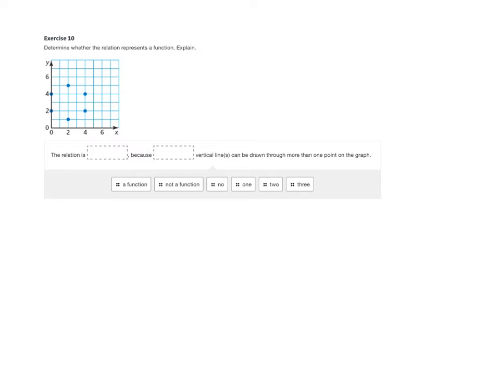On 10, we're looking to see if this passes the vertical line test, and you can see that it fails the vertical line test, right? Vertical line, it crosses more than once. 2 or more times means that it's not a function. The relationship is not a function because one vertical line can be drawn through more than one point.